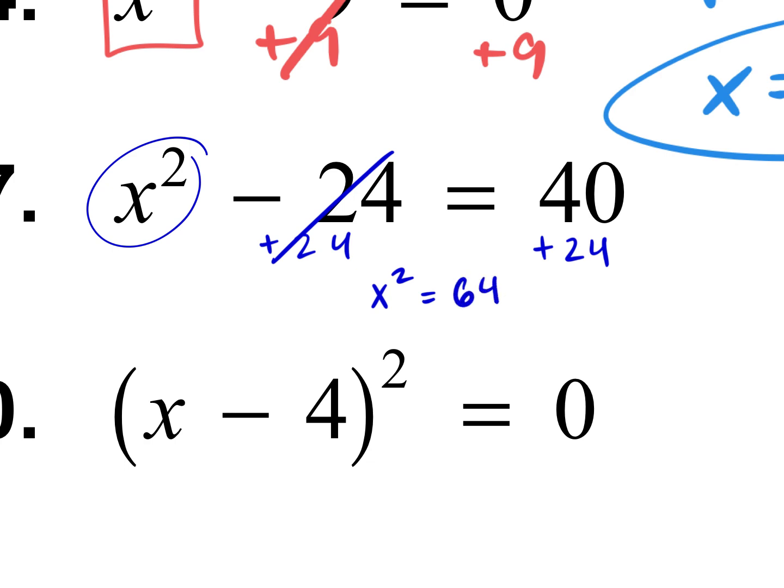Then what do we do? Square root both sides. So we get x is equal to what? Just 8? Plus or minus 8. Awesome. Don't forget, whenever you take the square root of both sides, you need that plus or minus sign.